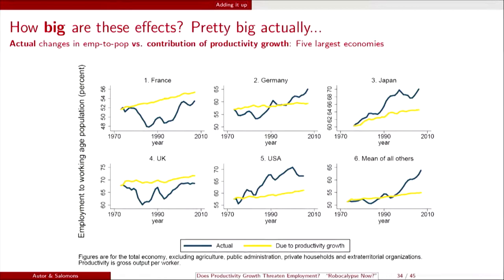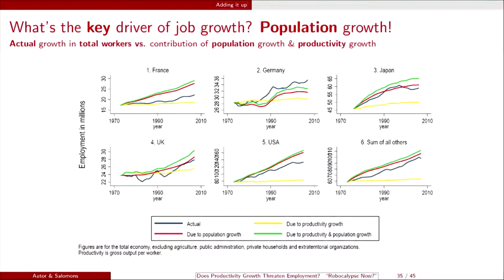But in general, it's a tailwind that pushes towards more formal sector jobs. You say, well, what's the biggest predictor of rising employment? Well, of course, the biggest predictor of rising employment is rising population. And of course, that seems tautological. Big countries have more jobs. We know that's true, but it's not completely.